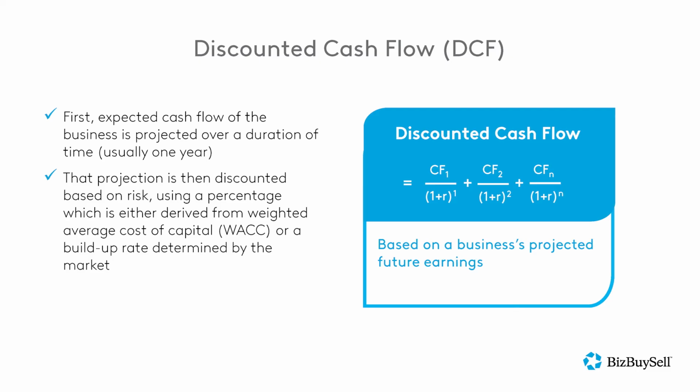Discounted cash flow, DCF, estimates the value of a business based on its projected future earnings. First, the expected cash flow of the business is projected over a duration of time, usually 1 year. That projection is then discounted based on risk, using a percentage which is either derived from weighted average cost of capital, WACC, or a build-up rate determined by the market.